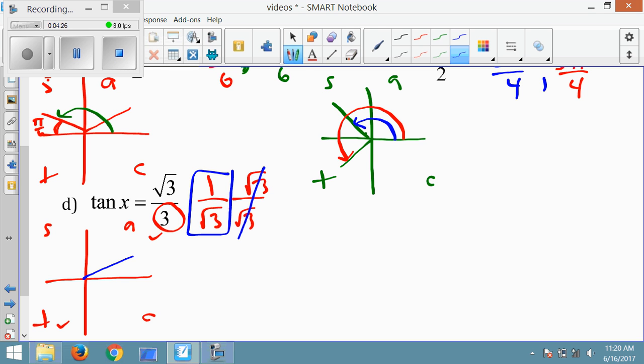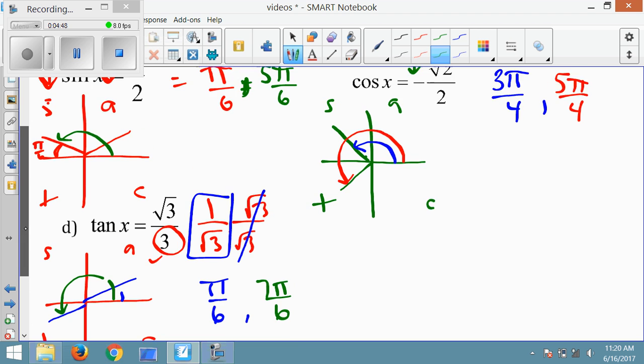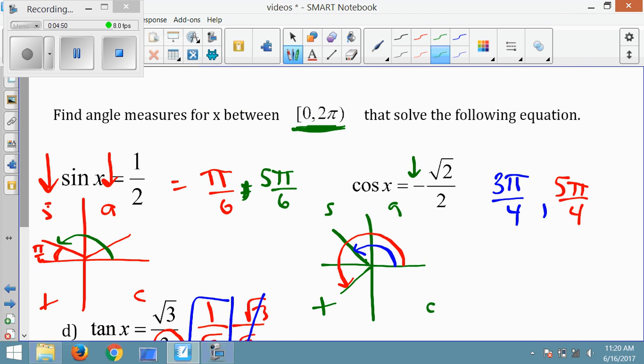We're in the first quadrant and we are in the third quadrant. So the first quadrant is going to just be your regular pi over 6. And the third quadrant is going to be the angle that takes us all the way around and is going to be 7 pi over 6. So every time in this case you want to find what angles give us a specific answer, remember you're going to have two of them.